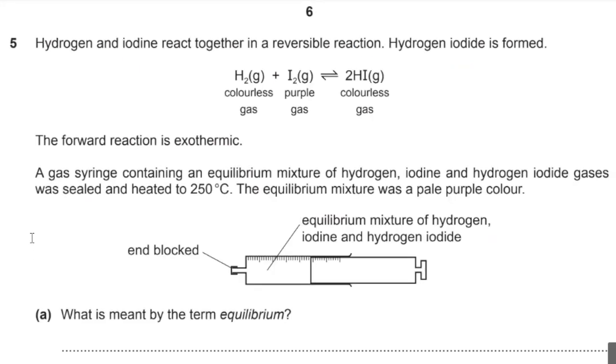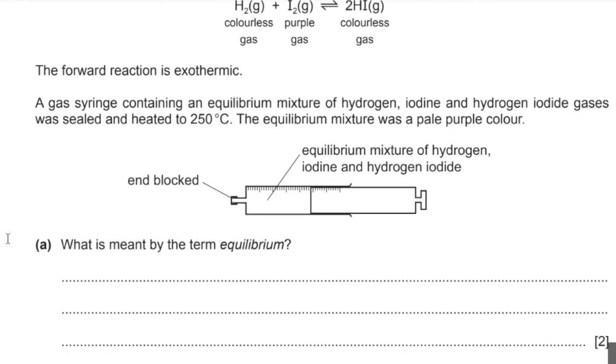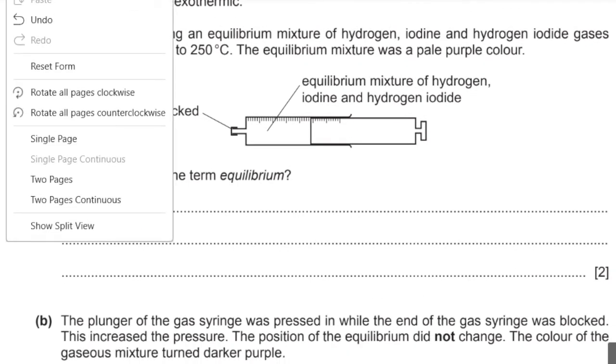5. Hydrogen and iodine react together in a reversible reaction. Hydrogen iodide is formed. The forward reaction is exothermic. A gas syringe containing an equilibrium mixture of hydrogen, iodine, and hydrogen iodide gases was sealed and heated to 250 degrees Celsius. The equilibrium mixture was a pale purple color. A. What is meant by the term equilibrium?